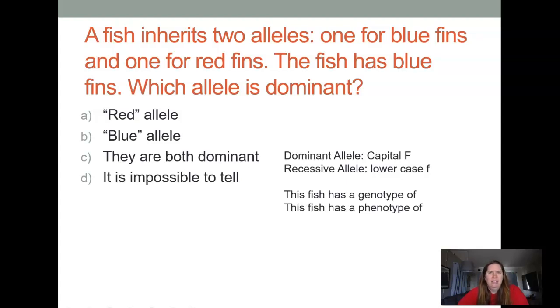I don't know why I'm saying that it's a him. I guess the fish could be a woman.